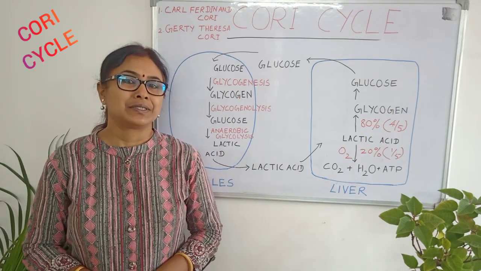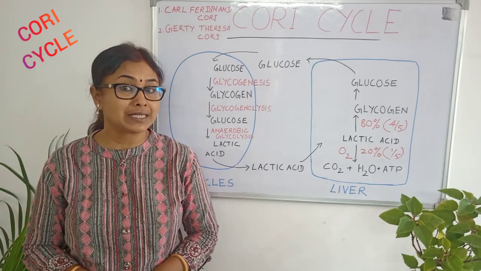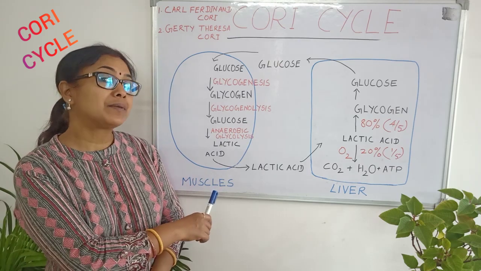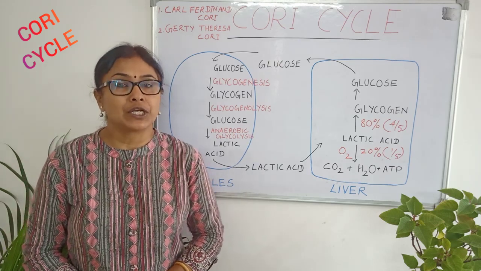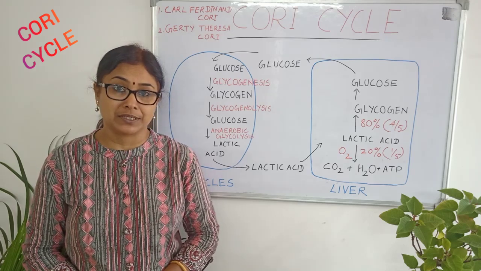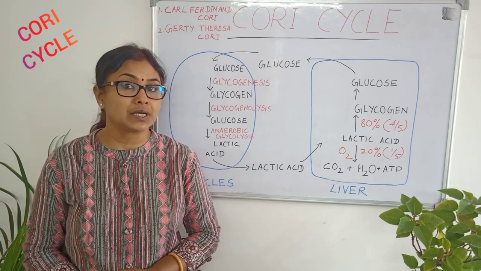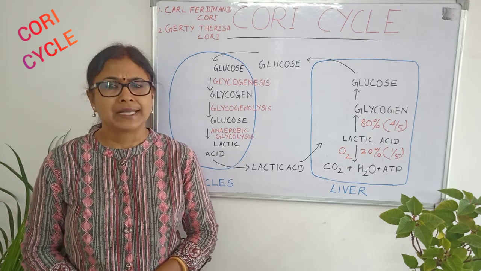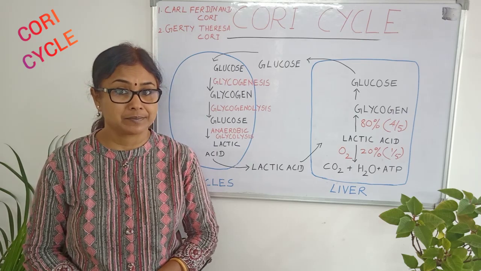Hello everyone. Today we are going to discuss a very important metabolic cycle taking place inside our body between our muscles and our liver. We all know that the energy requirement of all living organisms is fulfilled by the process called respiration, and that glucose is the substrate which can enter the process of respiration. Respiration is of two types, aerobic respiration and anaerobic respiration.